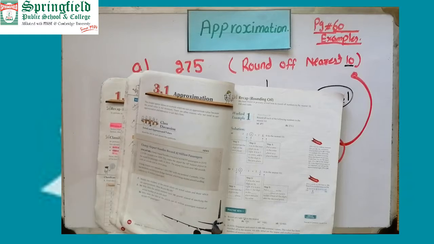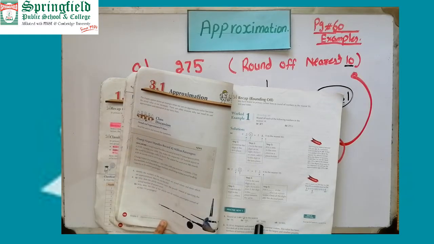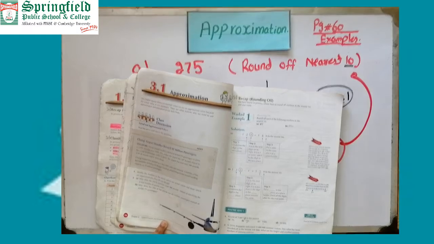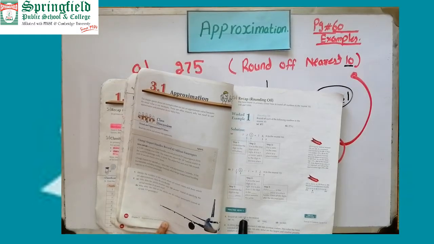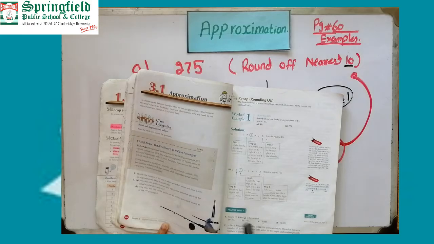Page 60, Practice now question 1. Look at question 1. Round off 3409725 to the nearest 10. So which digit is at the place of 10? It is 2. Then we will see the next digit. After the 2, the digit is 5. So what will we do? We will add 1 to 2. It will become 3. Fine?